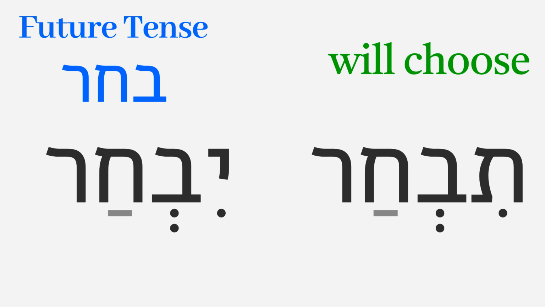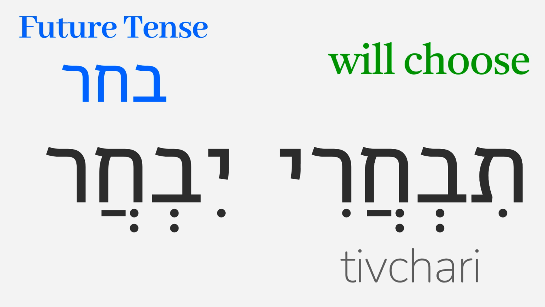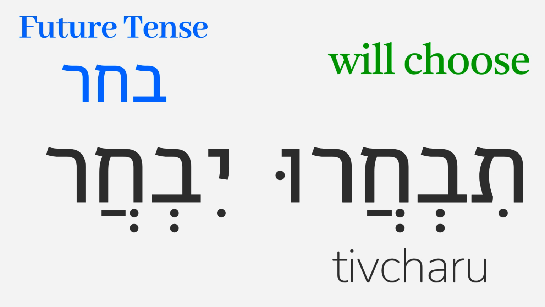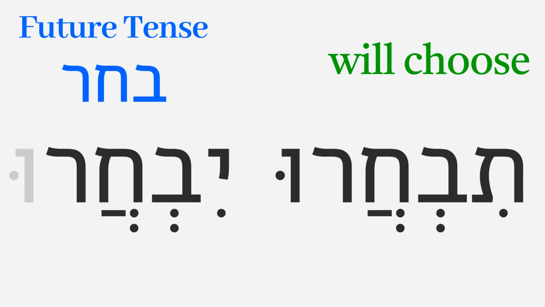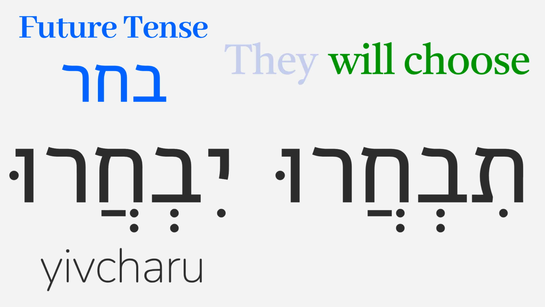Instead, it only shortens to a patach shva. Then we can add e to tivchar to make tivchari. You will choose feminine singular. Or we can add u to make tivcharu. You will choose masculine plural. We can add u to yivchar to make yivcharu. They will choose in masculine form.